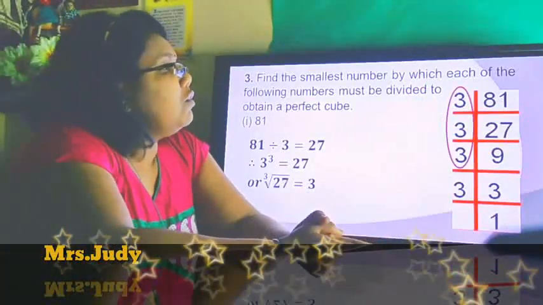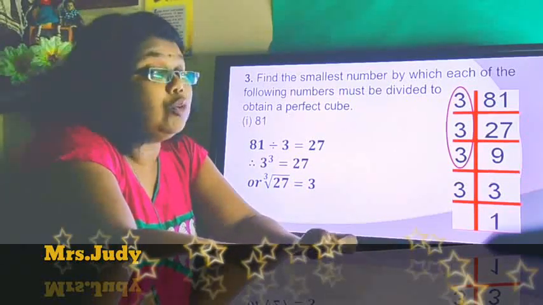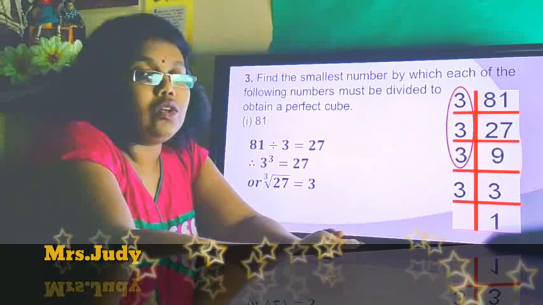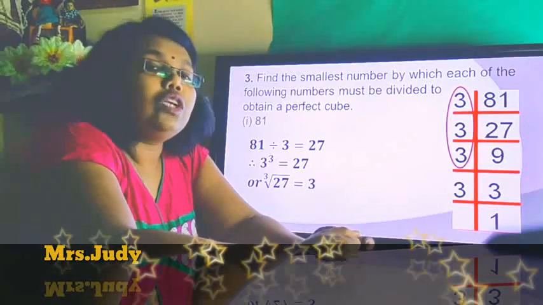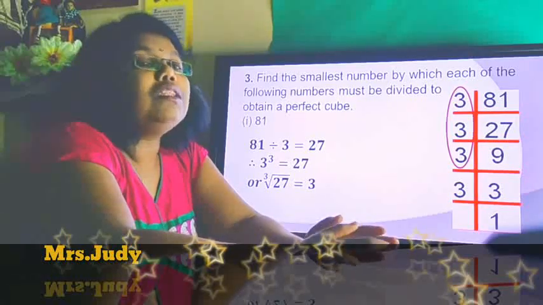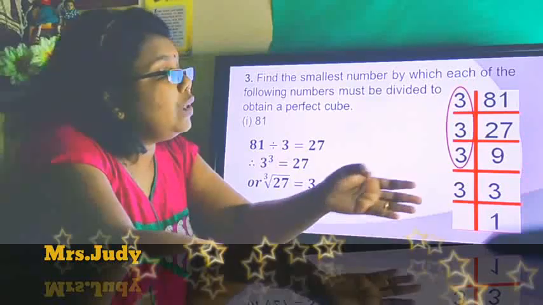Find the smallest number by which each one of the following numbers must be divided to obtain a perfect cube. Now here the second method is going to be employed. Here we are going to divide the number in such a way that you could get the perfect cube. Means the numbers which do not have groups would be removed. Now how do we do that?